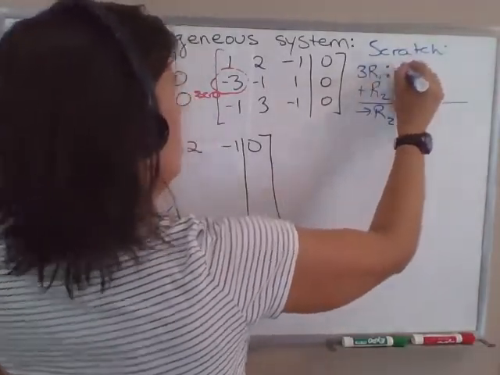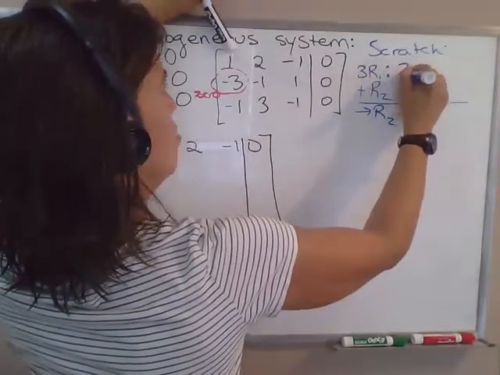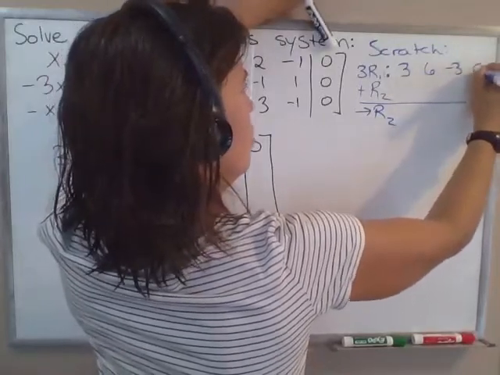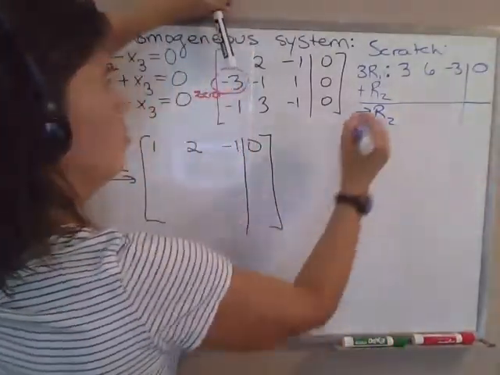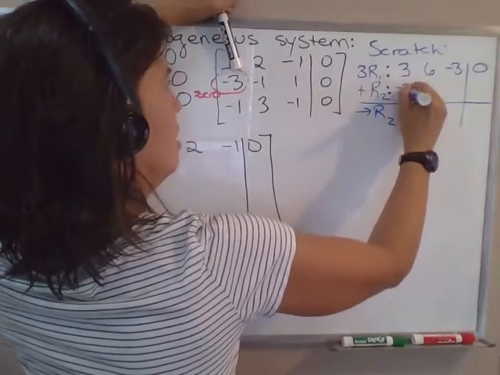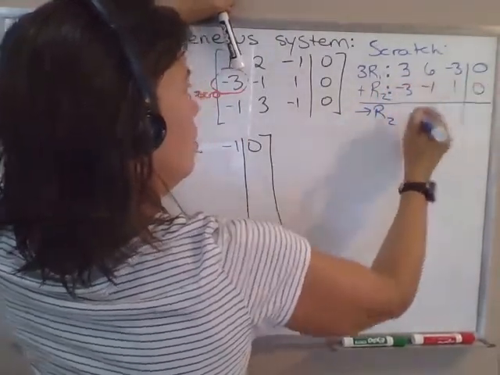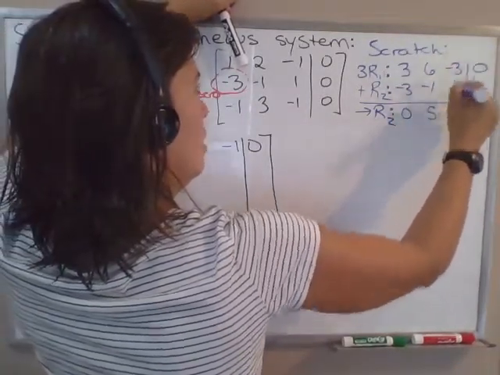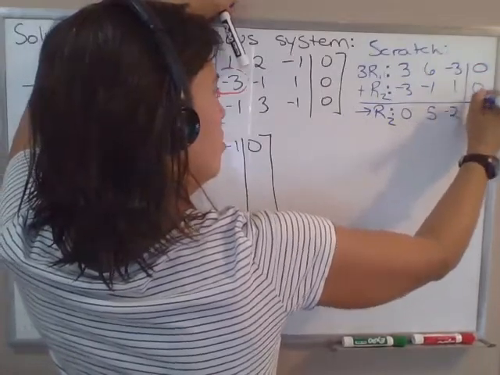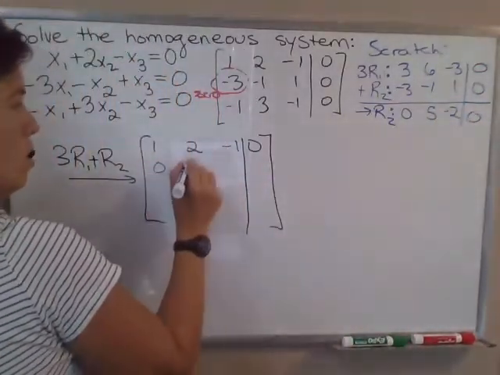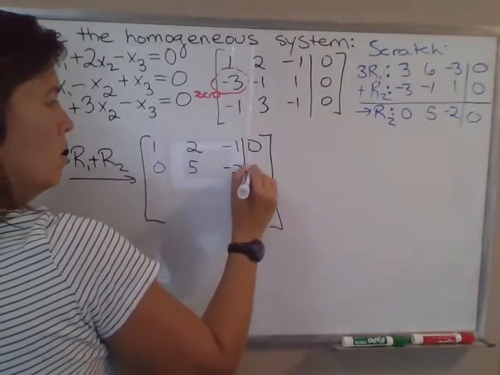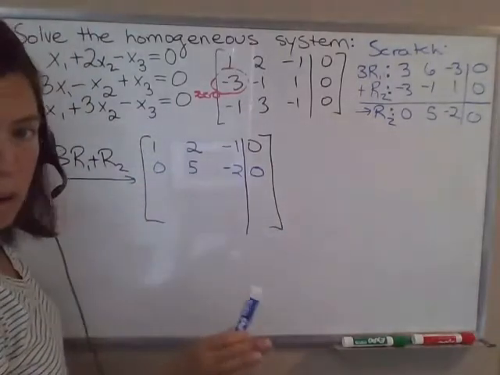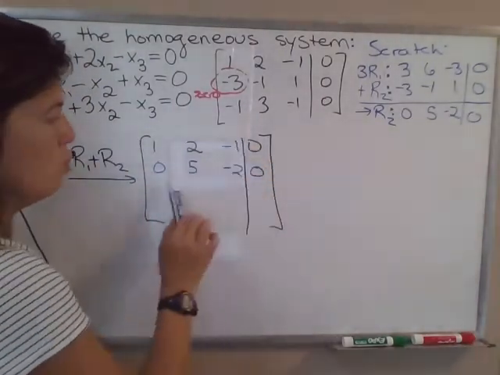So 3 times row 1, here's row 1, so this will be 3, 6, negative 3, 0. Okay, plus row 2, which is negative 3, negative 1, 1, 0. So now add those together. So 3 and negative 3, 6 and negative 1, negative 3 and 1, 0 plus 0. Okay, so that's the new row 2. Now, if I really wanted to do one row operation at a time, I could just copy down row 3 the way it is.